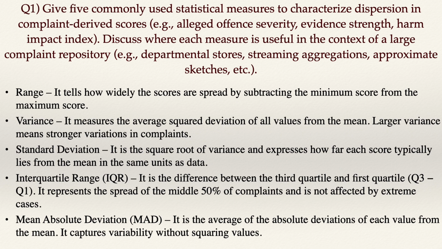Interquartile range is the difference between the third quartile and the first quartile. It represents the spread of the middle 50% of the complaints and is not affected by extreme cases. It is also used for outlier detection, the formula of which we can see in the upcoming questions. Here I will only explain the theory of it. Mean absolute deviation is the average of all the absolute deviations of each value from the mean, and it captures variability without squaring values.